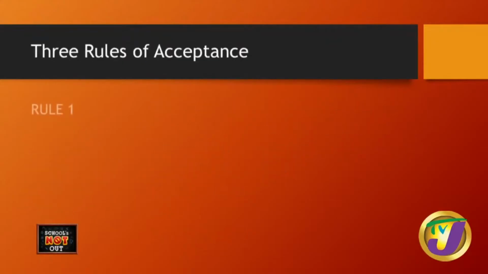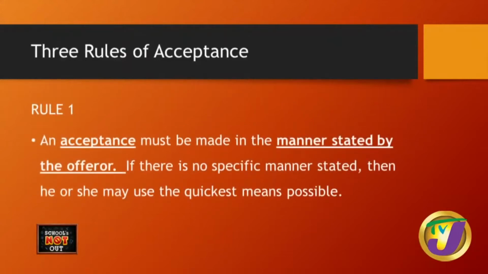Now, here are some rules that really guide us in acceptance of offers. Acceptance must be made in the manner stated by the offerer. So if an offer was made, whenever you express your acceptance, it must be done in the manner stated by the offerer. And if there's no specific manner stated, then the offeree may use the quickest means possible.